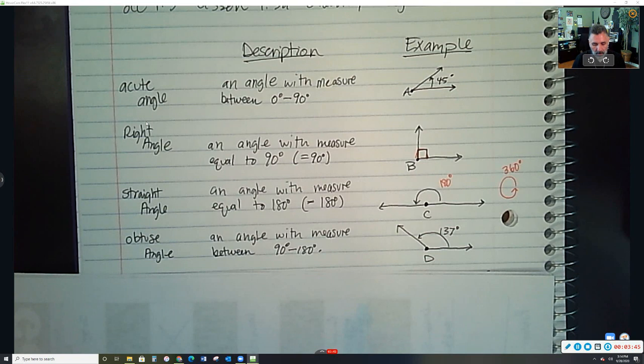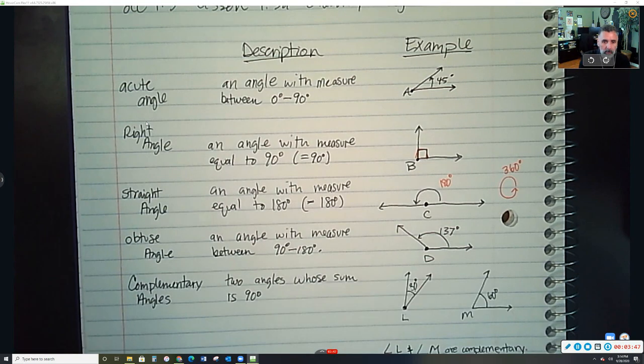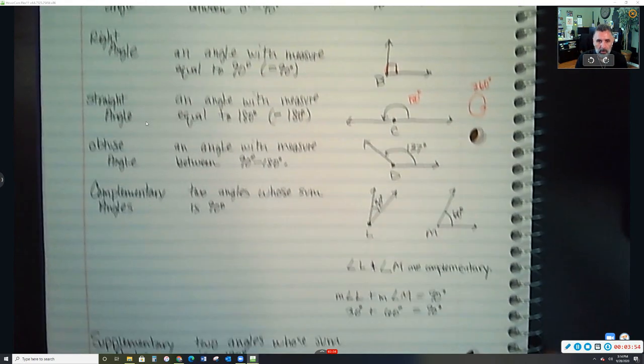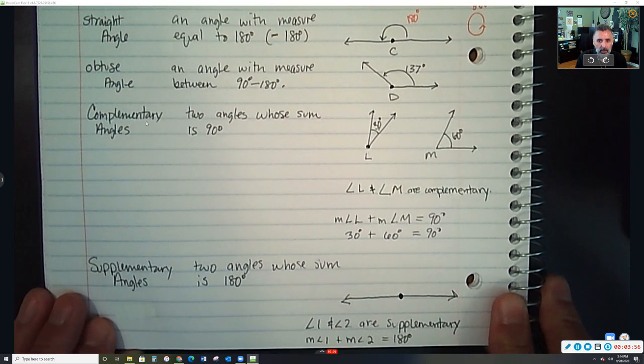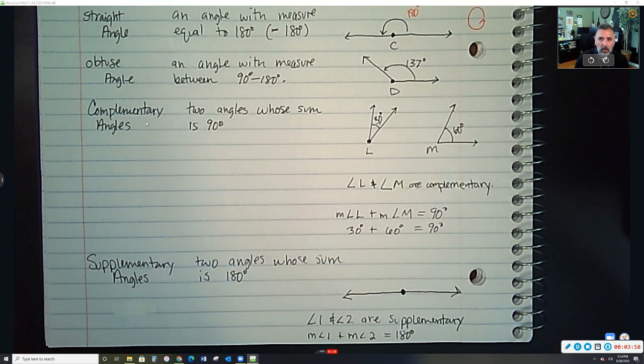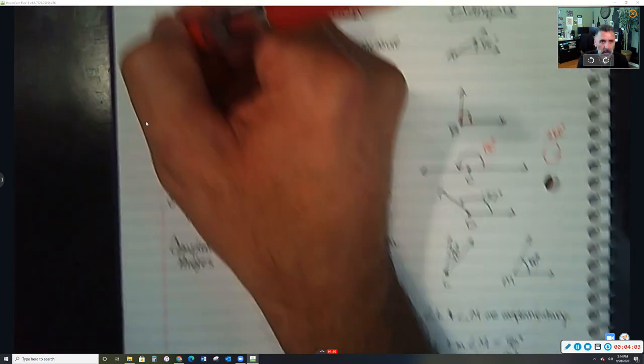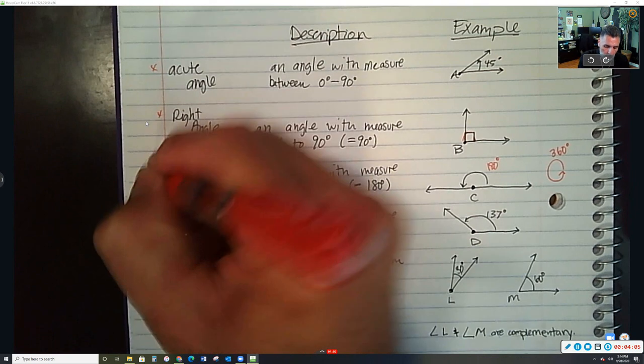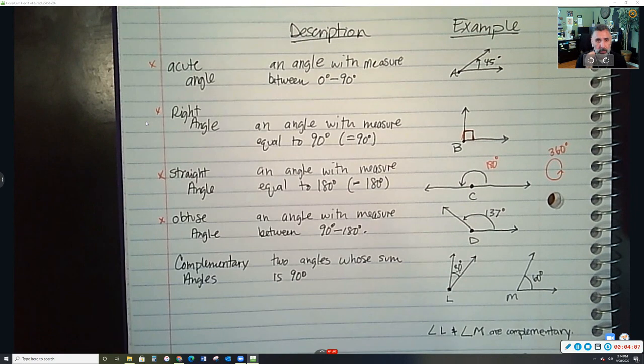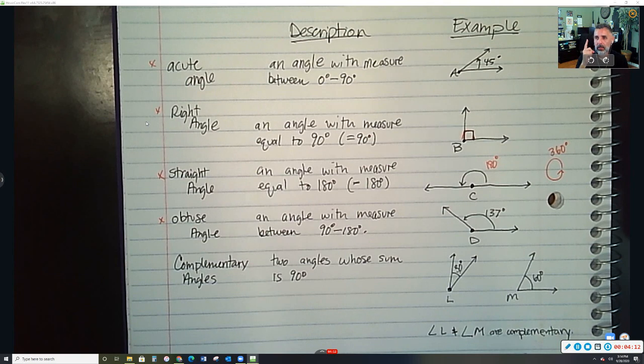Okay. And then we have, so pause it if you need to copy these. I'm going to lower it. And then we have these last two. All of these ones I just went over are referring to one single angle. Okay? An acute angle is one angle you're talking about. A right angle is one angle you're talking about. Straight angle is one angle you're talking about.